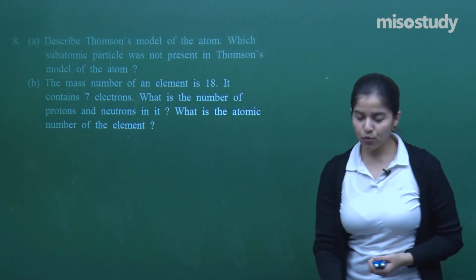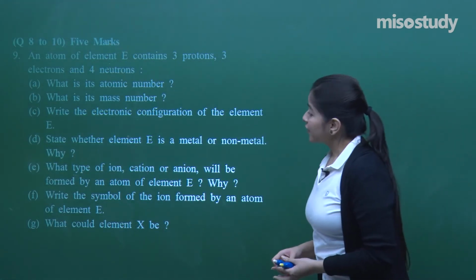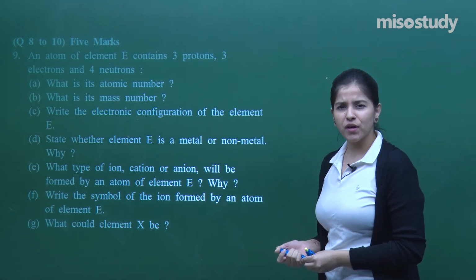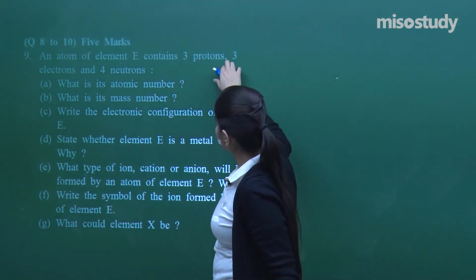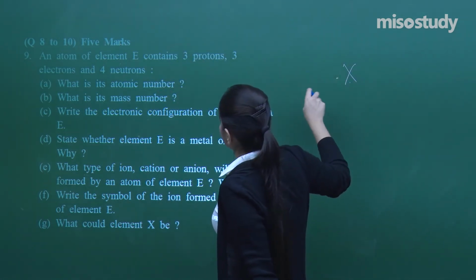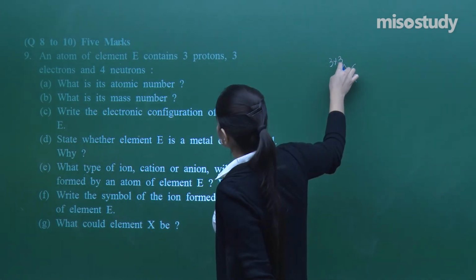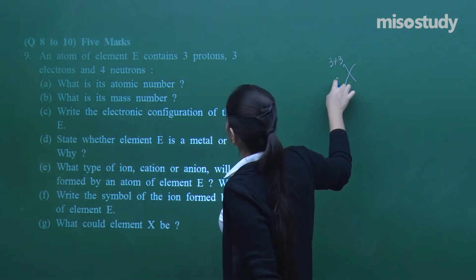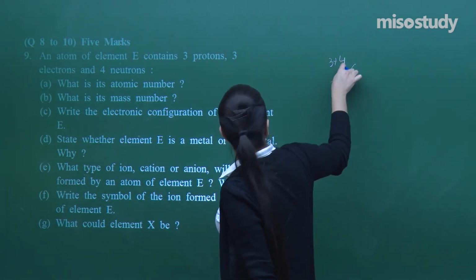Now moving on to question number 9. What do we have? A 5-mark question. Again an interesting one, we will quickly do it. An atom of an element E contains 3 protons, 3 electrons and 4 neutrons. See here, element X contains 3 protons and 3 electrons, right? And 4 neutrons are there.